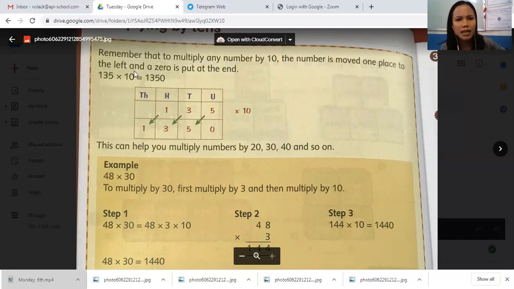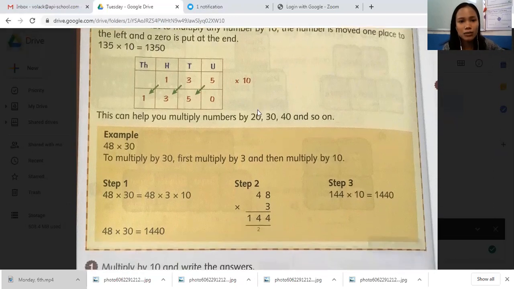You can just remember that if it's 10 or 20, you just multiply the number with the number in front of 0, and then you get the 0 at the end. Example here: 135 multiplied by 10, you just write down 135 and then add a 0 at the end, then you get the answer.